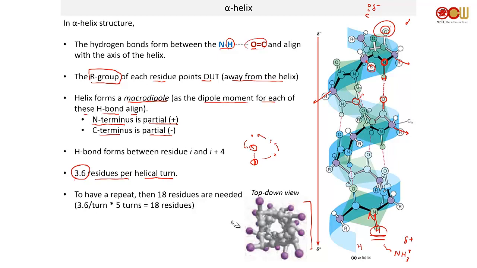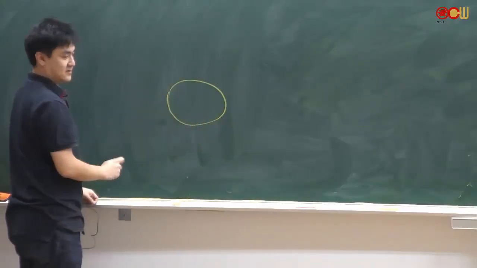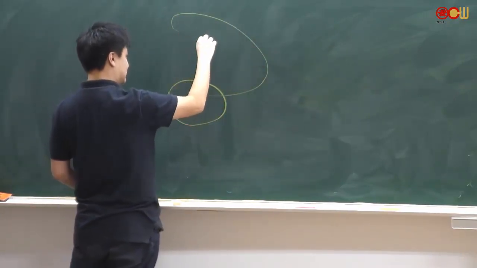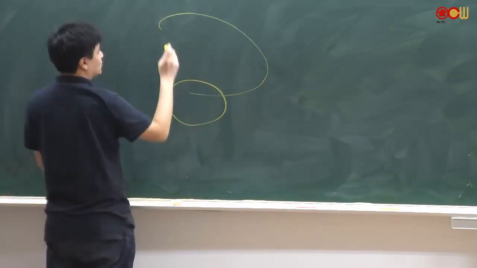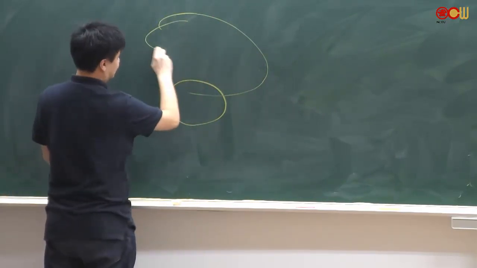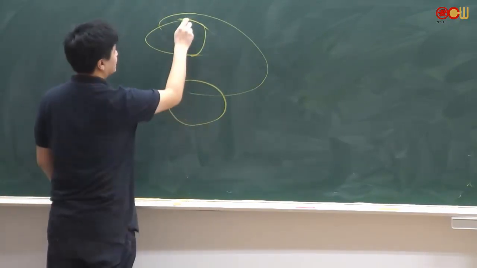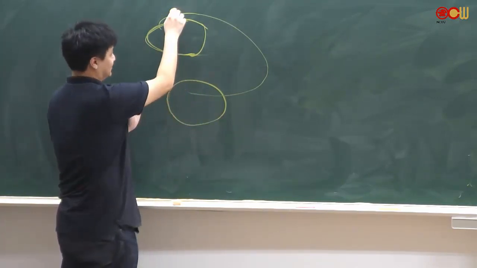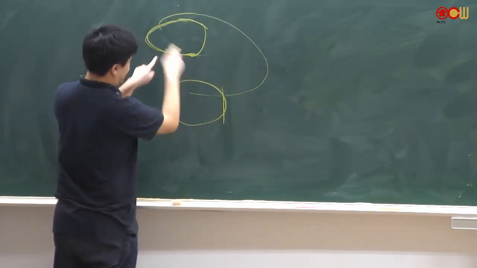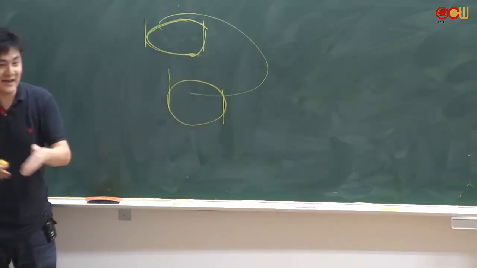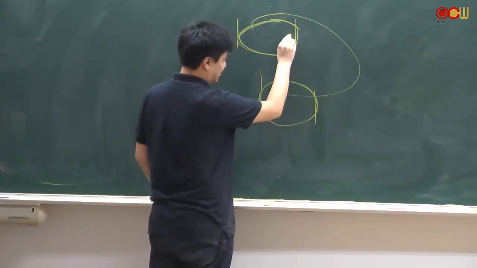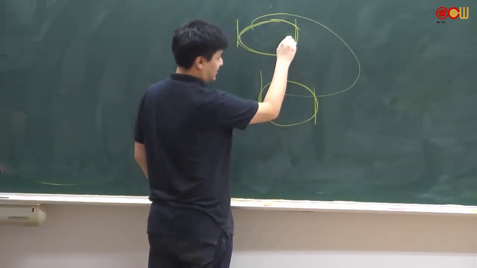Okay, not 3.6. 3.6 sort of means like this. You first start with this amino acid, and then you have the helix, right? And then the next time it comes back to this. So per turn, let's say it's like this. What you see is that the amino acids are not at the exact location. You see how this and this are not at the exact location. So that's why it's per turn. So this is one turn from here to here, right?